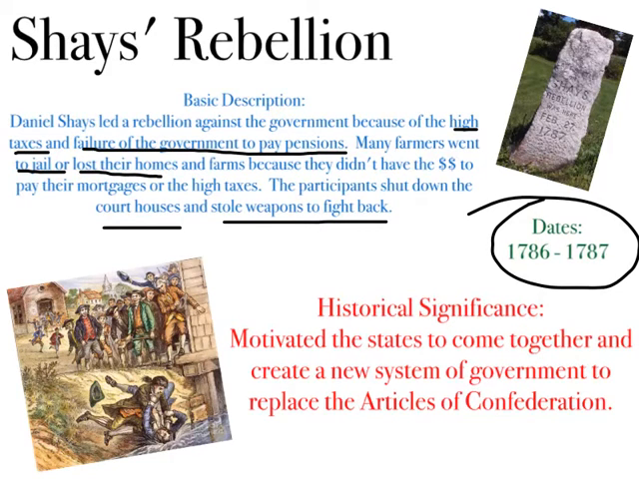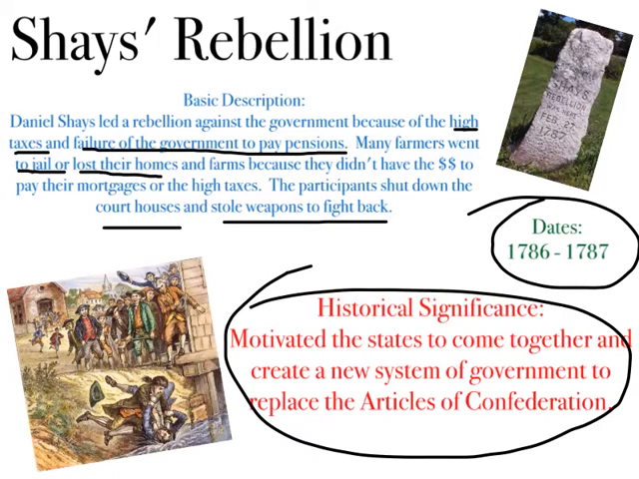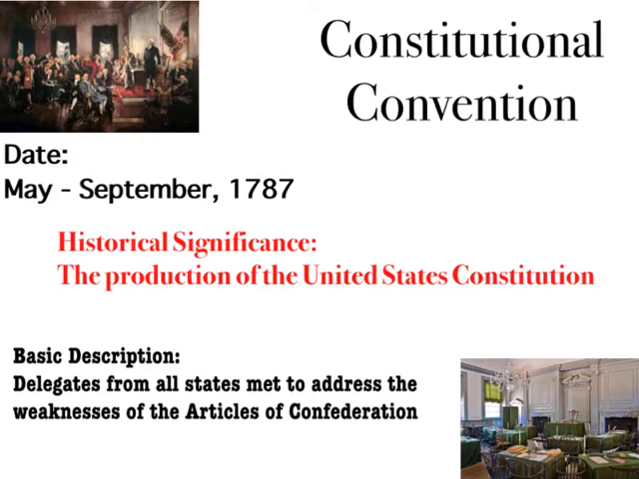But the major historical significance of this event is that it motivated the states to come together. Because of this event, because it scared everybody, because the founding fathers realized that people were upset and that we were about to lose the very fragile government we had just created, and that we needed to do something about it, we needed to handle it. And this event was so key in leading to the Constitutional Convention, which is our next topic of conversation.